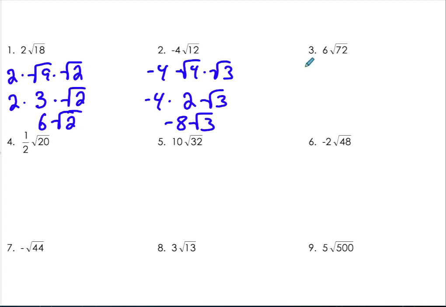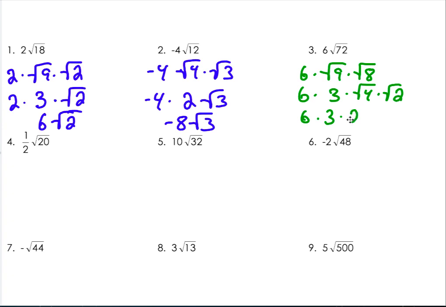Number 3, so I have 6. For 72, that's the square root of 9 times the square root of 8. Well, square root of 9 is 3 times 6. But square root of 8 is square root of 4 times the square root of 2. So now I have 6 times 3 times 2 times the square root of 2. Or 36 square root of 2.